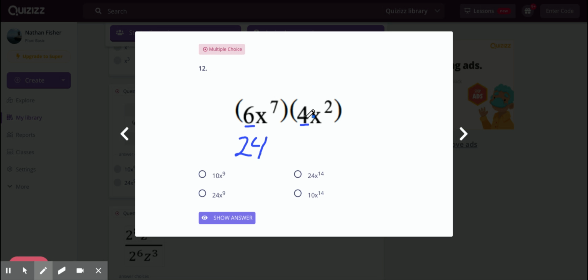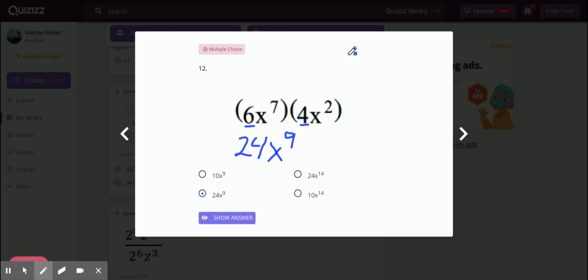The variable is going to stay the same, that base of x. Whenever I'm multiplying, that's going to stay as x. And then the exponent's going to change. Whenever you're multiplying things that have the same base, so x multiplied by x, for example, those exponents are going to add together. So a 7 and a 2 are going to become 9. That would tell me it's this answer down here.